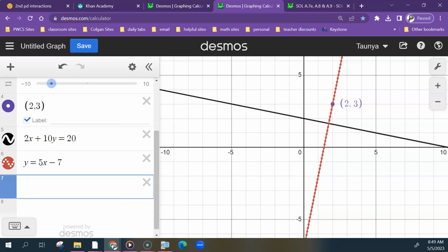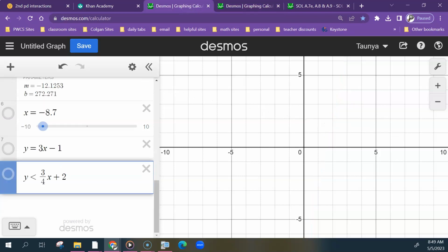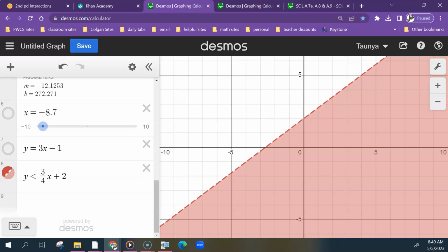Questions on that one? And then 5 was graphing that inequality. So it should have been a dashed line, y-intercept of 2, slope of 3/4, positive, shaded underneath, below. Okay, questions about that or any others?